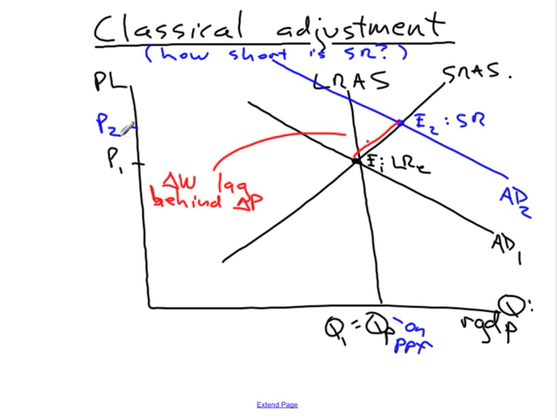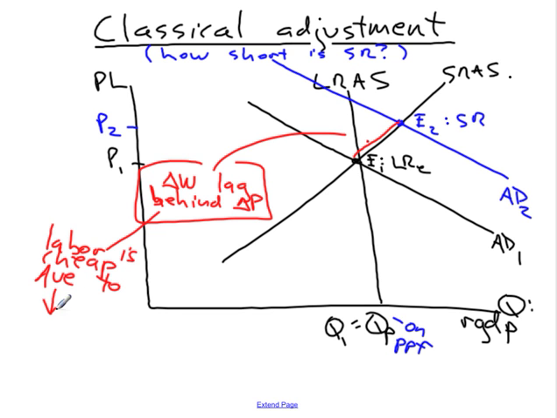As a result, labor temporarily looks cheap. Well, not just looks cheap, it is cheap. The real wage has fallen. If the price level rises and nominal wages don't, the real wage has fallen. That's bad for workers. Their hourly wage buys them less, but it's good for firms. And as a result, more labor will be hired, output will rise to Q2, output rises, unemployment falls because of those people who got jobs, and it won't last.